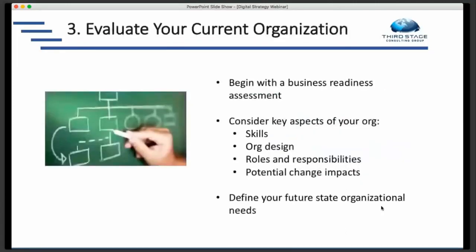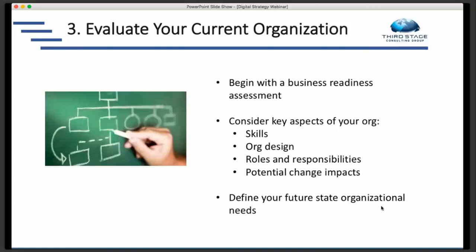So the first two steps were to start with your strategy, and then look at your current processes. The third thing is to look at your current organization. And what we mean by that is looking at the people side of the equation. So we typically start with a business readiness assessment. Sometimes we'll call it a transformation readiness assessment. But whatever you call it, it's an assessment you want to undertake to look at the key aspects of your organization. Things like, what skills do you have versus what skills do you think you might need in the future going forward? And that second part is something we address later on in the strategy process.